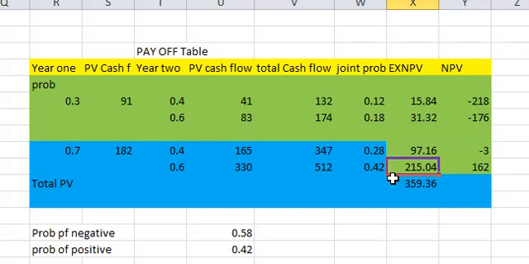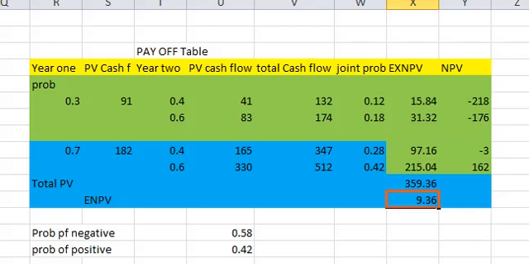Now to get the net present value of the project, or what is called the expected net present value of the project, it will be our total expected present value, which is this, minus our initial investment, which is 350. Then it means in this case you are going to accept the investment. The net present value is positive, so you can accept.